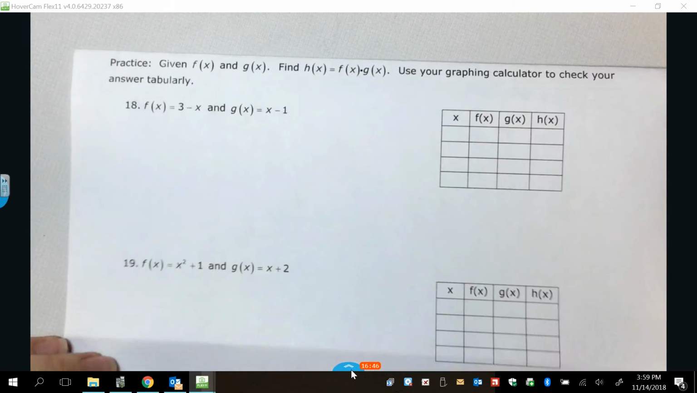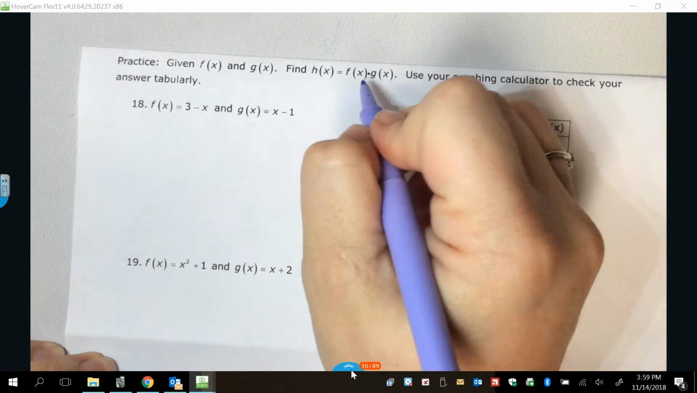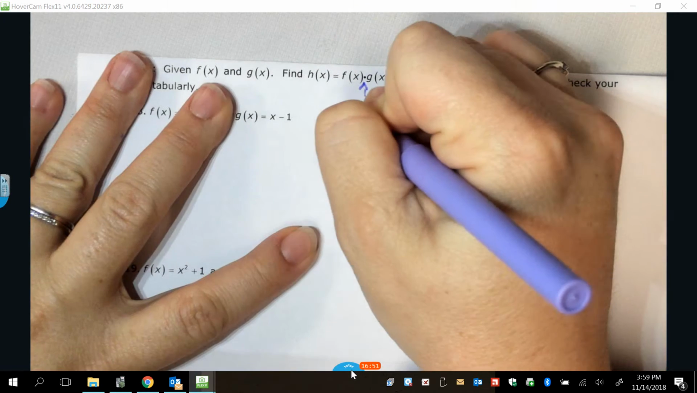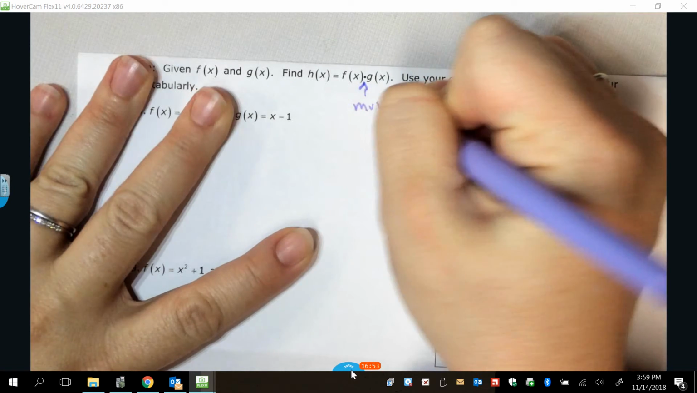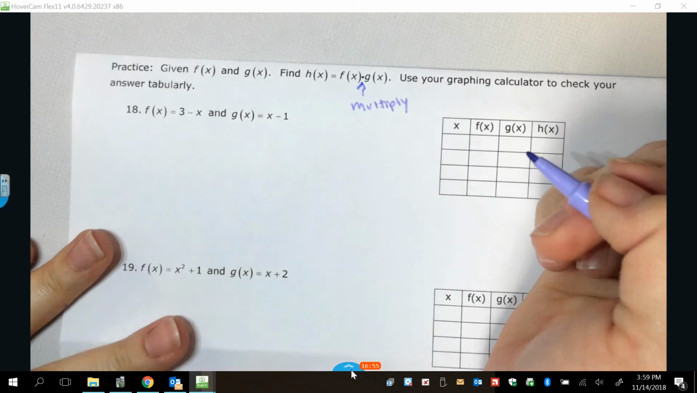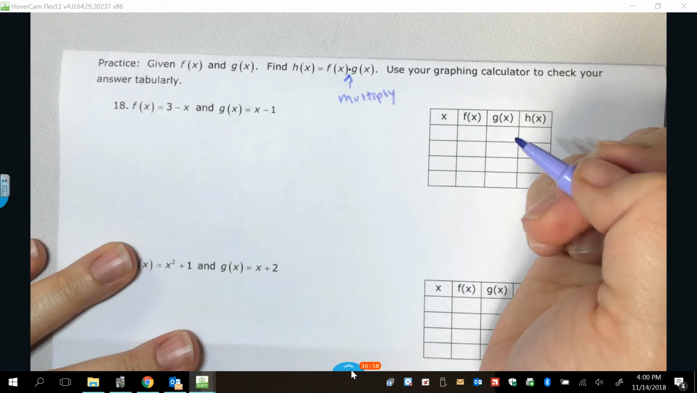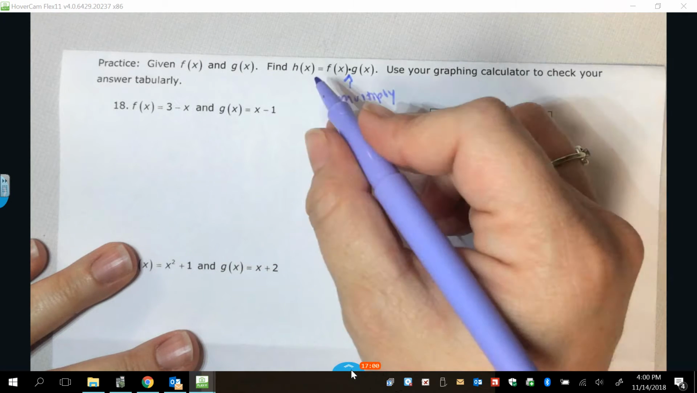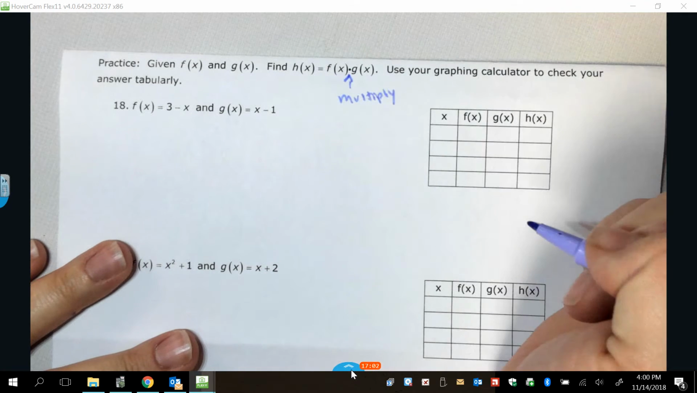Now we're getting into the multiplying, okay, remember the dot means multiply. Okay, and these are a little different to check, and really in general they're different. Okay, so given f of x and g of x, we're going to multiply f of x times g of x to find our h of x.